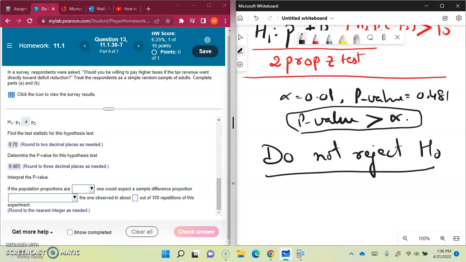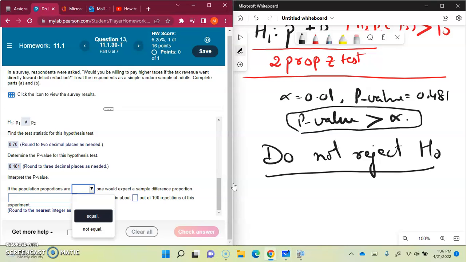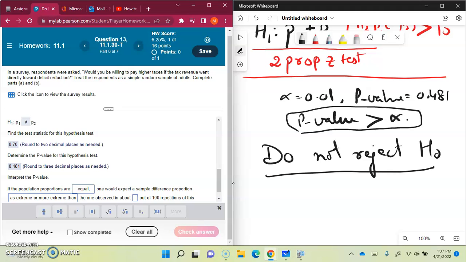Before that, they're asking us to interpret the p-value. What is the p-value? The p-value is: if the null hypothesis is true, that means if the population proportions are equal, one would expect a sample difference in proportion as extreme or more extreme. You remember, p-value is the probability of extreme or more extreme when the null hypothesis is true. So how do you get this number? Multiply 100 by this 0.48 p-value. So that will be 48, rounded off to the closest number.